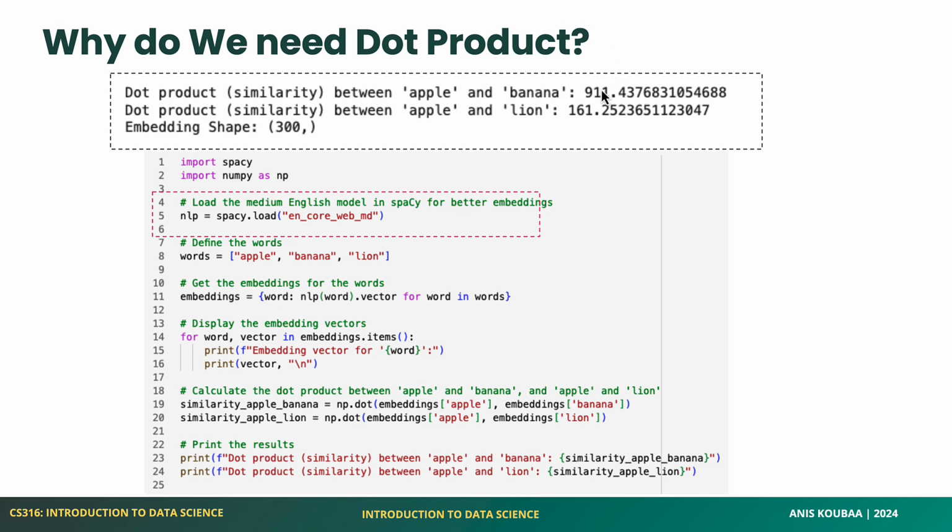Okay, and we can observe this visually right now. The dot product between apple and banana is 911, and between apple and lion it is 161. It's smaller. So we can understand that this is not a bad embedding model, because the relationship between apple and lion is, of course, naturally smaller than the relationship between an apple and a banana. These are fruits, and these are of different types.